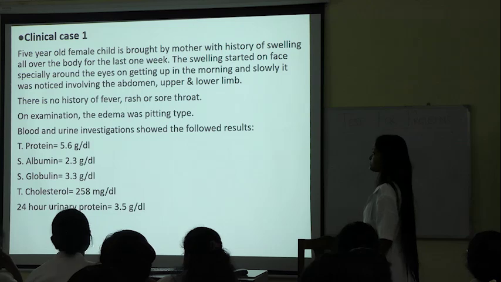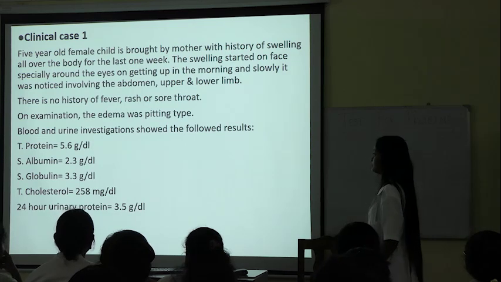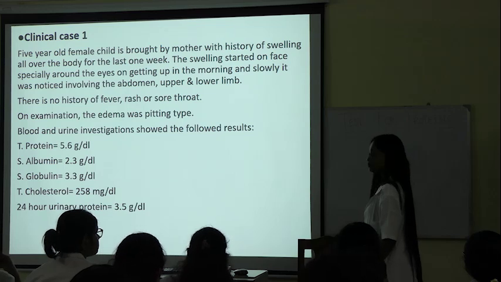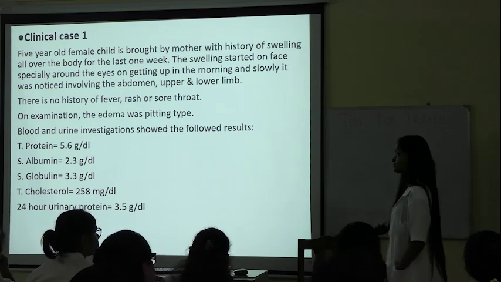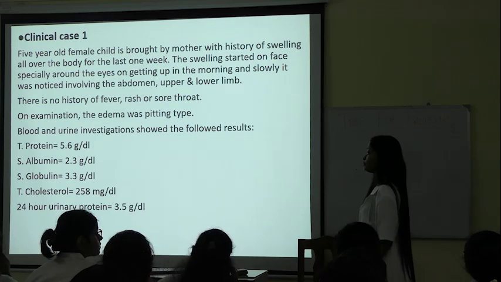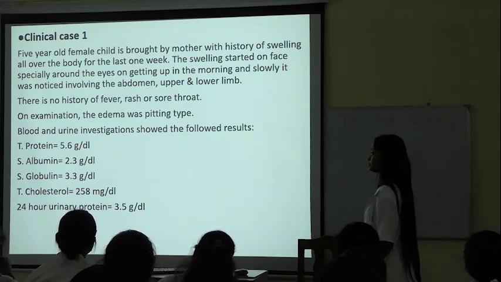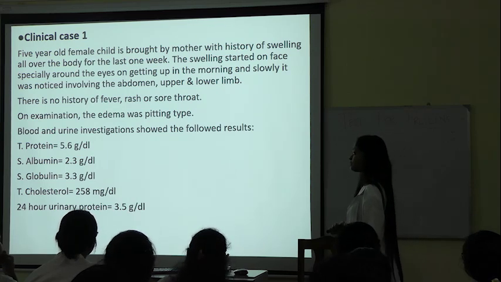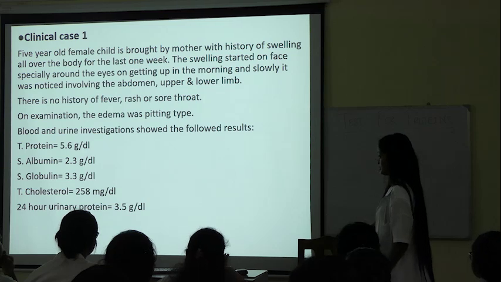So on examination, the edema was pitting type. Blood and urine investigations showed the following results: total protein 5.6 gram per deciliter, serum albumin 2.3 gram per deciliter, serum globulin 3.3 gram per deciliter, total cholesterol 258 milligram per deciliter, and 24-hour urinary protein 3.5 gram per deciliter.